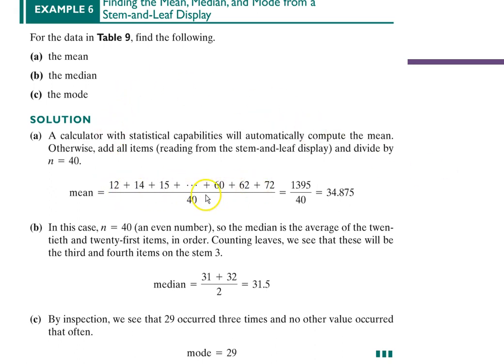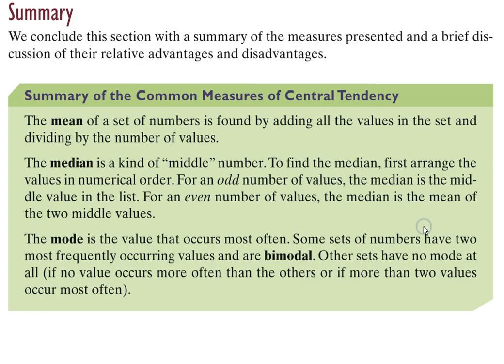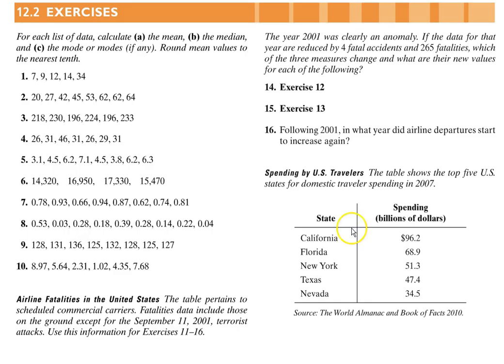So when you added up all of them, and there were 40, gave you this, and this is your mean. Now, since there were 40, we had to go to item number 20 and 21, which were a 31 and a 32, add them together, divided by 2. And we did pick out the mode as 29. So there's our summary. And this winds up our last item in our Math 102 course.